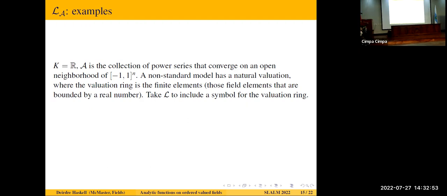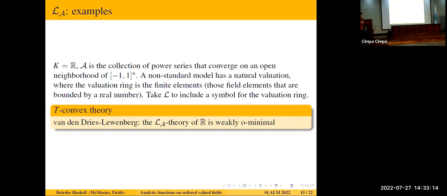So it comes with a valuation. We can say, suppose we add a symbol for the valuation ring and put that into our language and then ask what happens. So this was what van den Dries and Lewenberg called a T-convex theory. That is, I have some base theory, say the restricted analytic functions on the reals, and then I have this valuation, which I'm adding, and I have some kind of assumption about the way the functions behave with respect to the valuation. That's what a T-convex statement is.